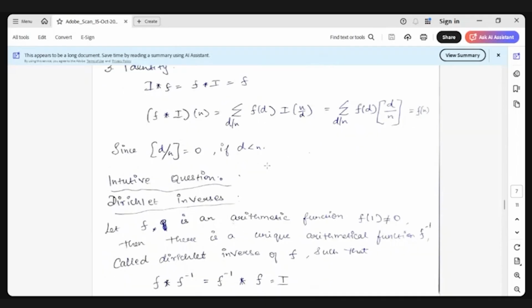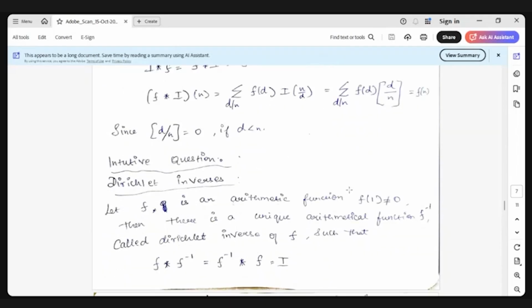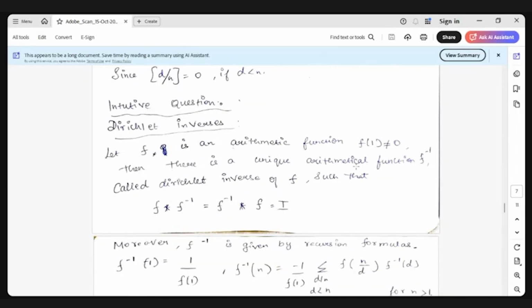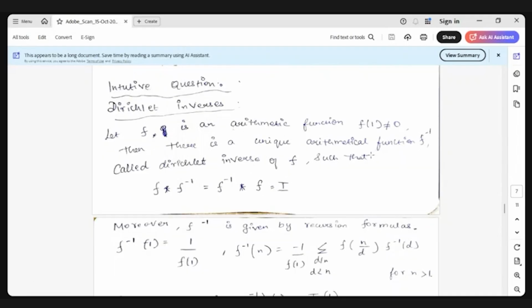Again, we'll see the inverse one. Let f be an arithmetic function such that f of 1 is not equal to 0. Then there is a unique arithmetical function f inverse, which is called the Dirichlet inverse of f, such that f star f inverse is equal to f inverse star f, which is equal to identity. How do we define this? Basically f inverse is given by the recursion formula of this kind.